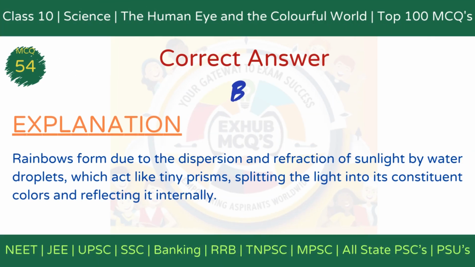The correct answer is option B, dispersion and refraction. Explanation. A rainbow forms due to the dispersion and refraction of sunlight by water droplets in the atmosphere. These droplets act as tiny prisms, splitting light into its constituent colors.